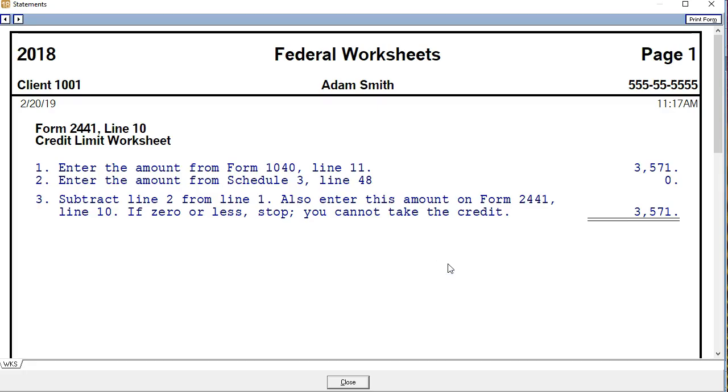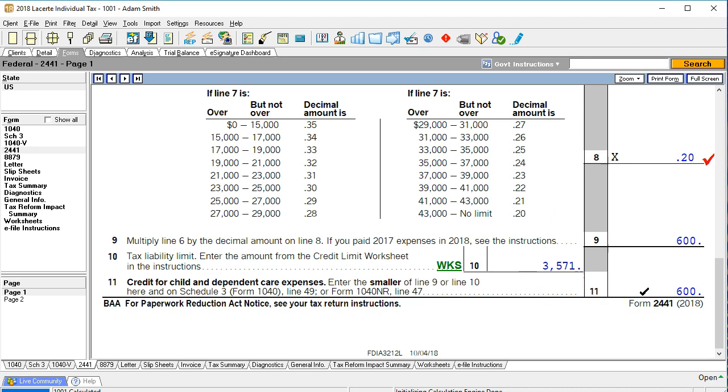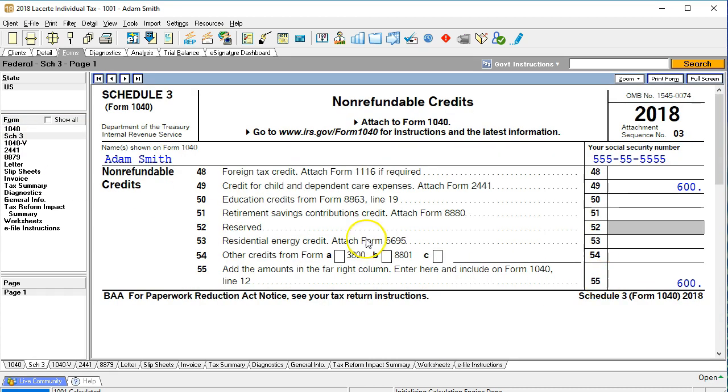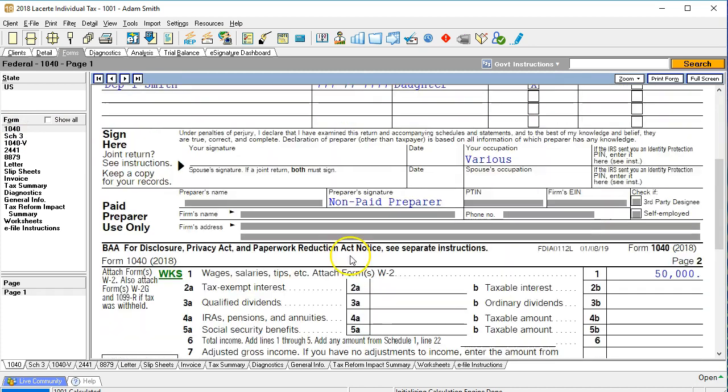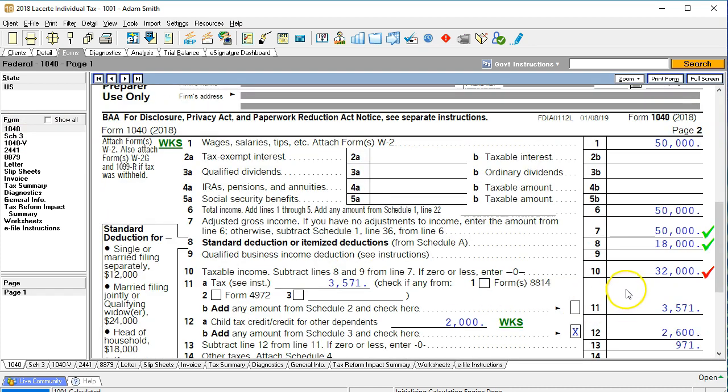If we take a look at the worksheet, here's our worksheet. Enter the amount from Form 1040 line 11, and then enter the amount from Schedule 3 line 48. So that's going to be that information. And then, of course, the credit for child and dependent care expenses is the 600. Enter the smaller of line 9 or line 10 here and on Schedule 3. So here's the 600 on Schedule 3, and then on the 1040 it's included in line 12, along with the 2,000 for the child tax credit.